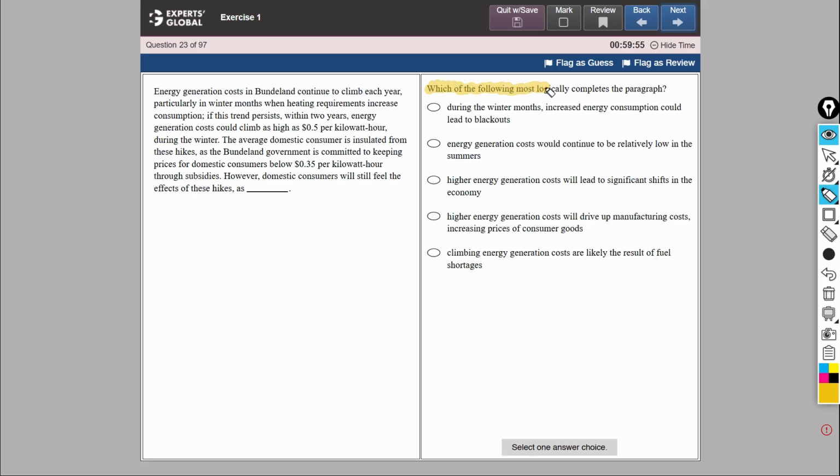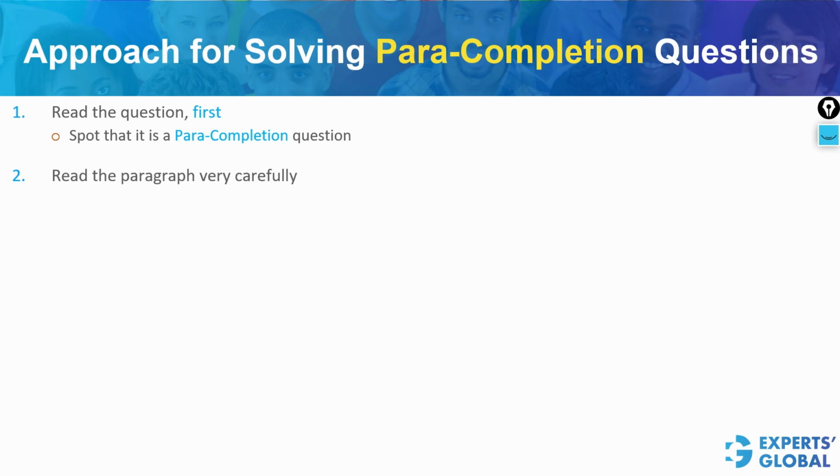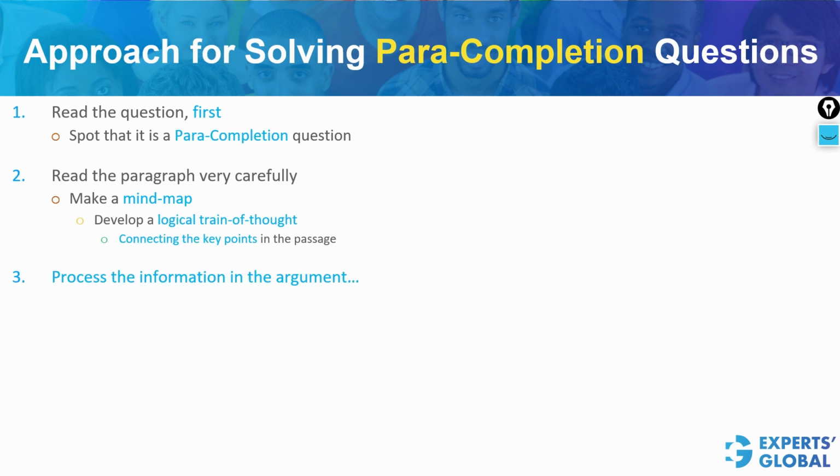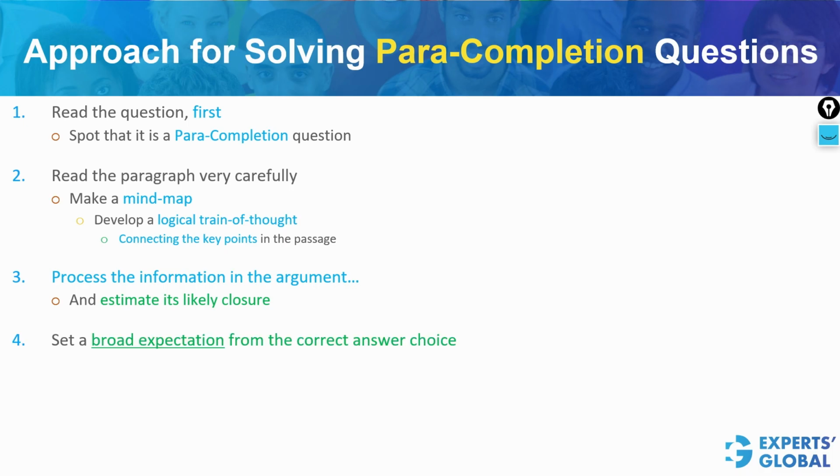So we read the question stem here, or simply spot this blank to figure out that we have a para-completion question to deal with. Step 2 is to read the paragraph very carefully, make a mind map, which is to develop a logical train of thought connecting the key points in the passage. Step 3 is to process the information given in the argument and, crucially, estimate its likely closure. How should the argument end? This would help you set a broad expectation from the correct answer choice.